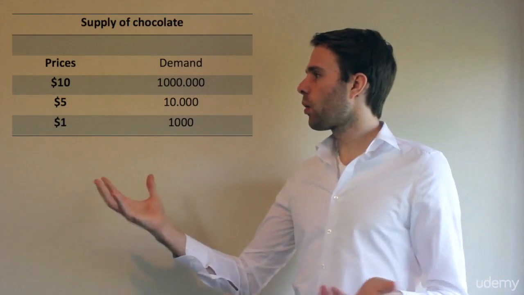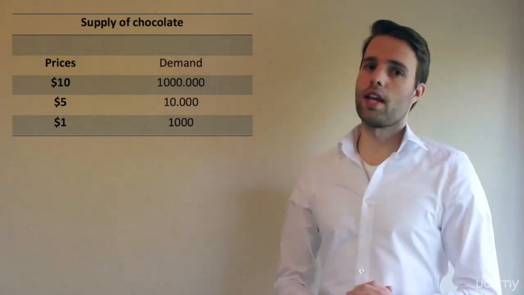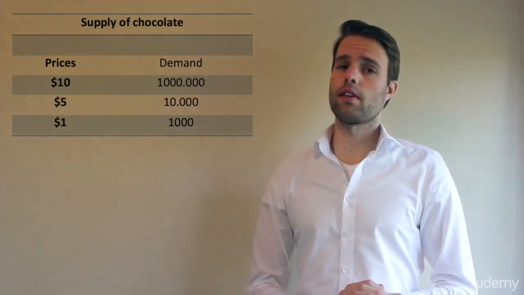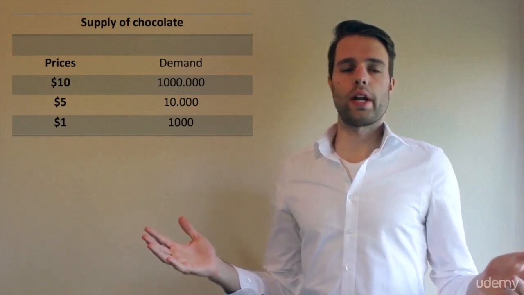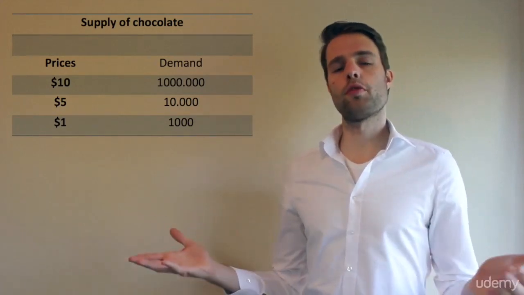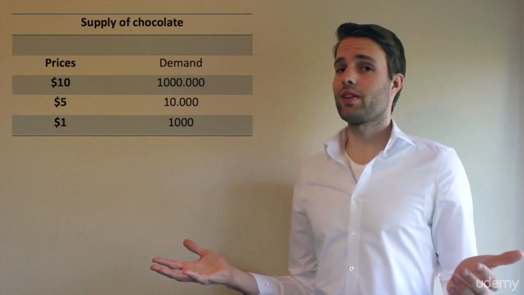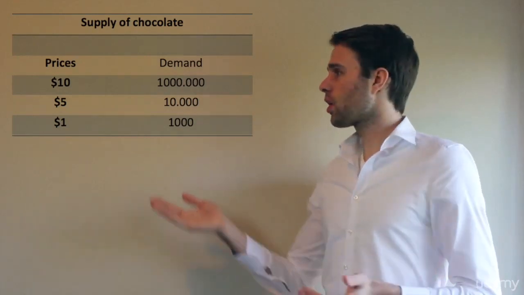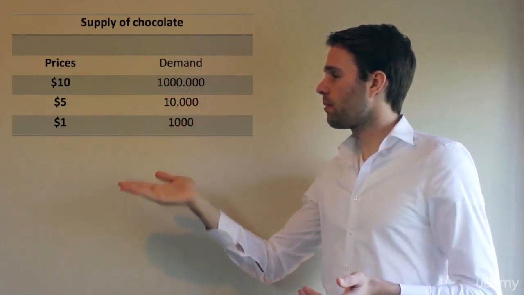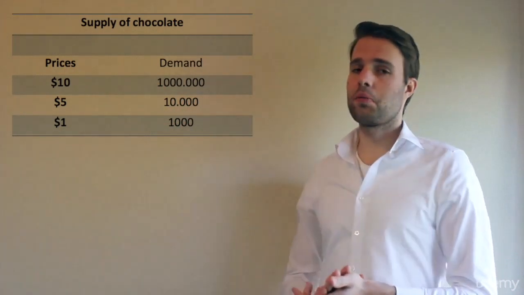And when the price goes down all the way to $1, only 1,000 chocolate bars are being supplied to the market. Who makes chocolate when they can only sell it for $1, right? There's no profit to be made. They better do something else with it then. So, when the price goes down, the quantity supplied goes down as well.